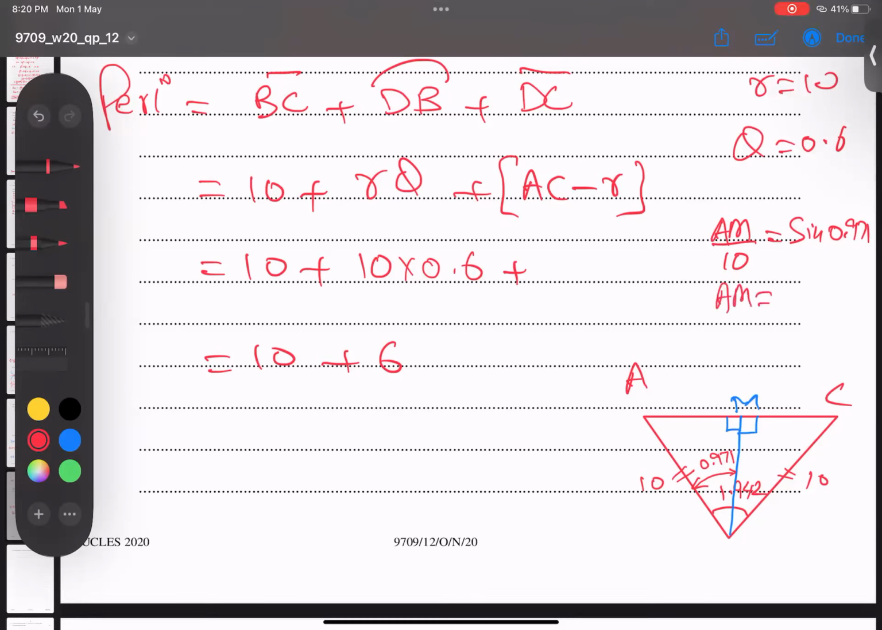AM is what, students? 8.2545. Then what is AC? Into 2, so Alhamdulillah, 16.5. I got it. So I'm writing in the bracket 16.5 and minus radius, which is 10. And I got 6.5. I think you got the idea very clearly. And 6.5 added to 16 gives 22.5 centimeters. So I hope the concept is very clear, and we have done this question as well.